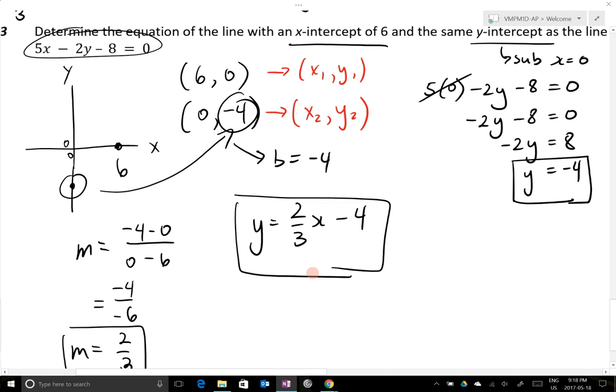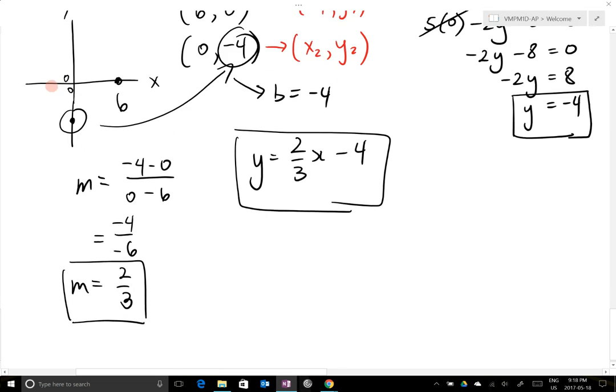And there you go. There's the equation of your line. And that ends the lesson for 4.50.